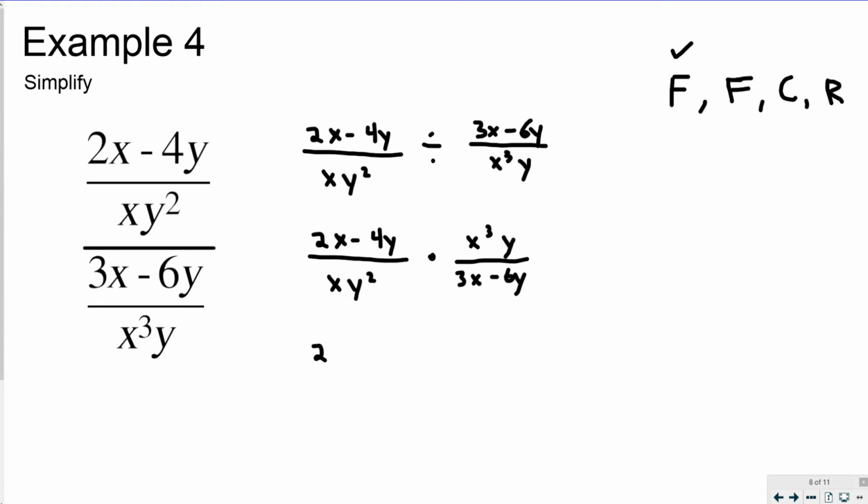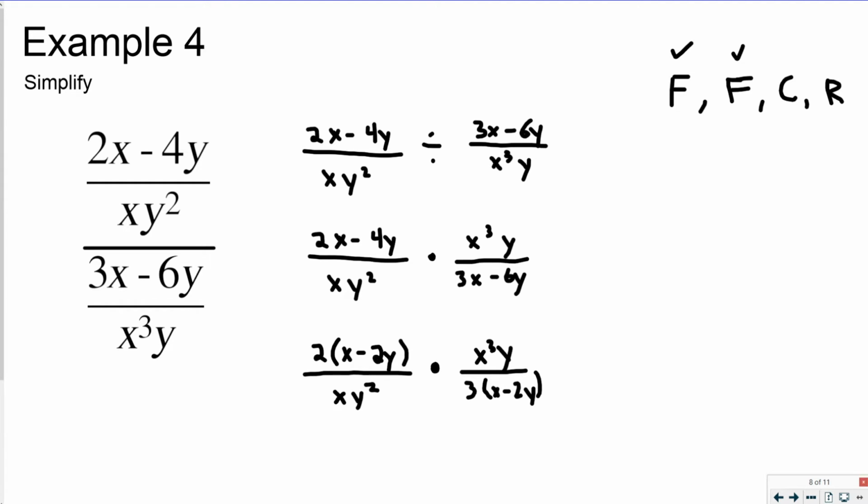So we did the flip, so we're on to the factor part. We'll have a 2, and it will be x minus 2y. Note that if I distributed the 2 back to both those terms, I would get exactly what I started with, over xy squared times x cubed y divided by, and then I have 3x and negative 6y, both have a 3 in common, so we'd have x minus 2y, and I think you're kind of seeing what we can now cancel.